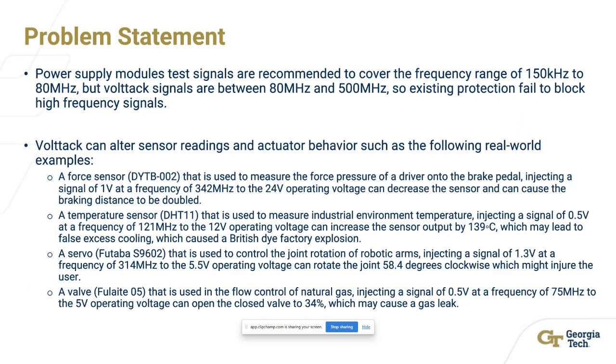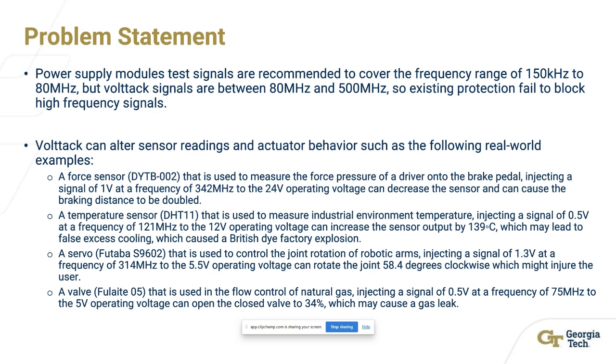The primary issue explored in this research is the lack of security measures against high-frequency power supply attacks. Specifically, current power supply testing covers signals in the 150 kHz to 80 MHz range. However, Volttack operates between 80 MHz and 500 MHz, meaning current protections fail to block these high-frequency signals.